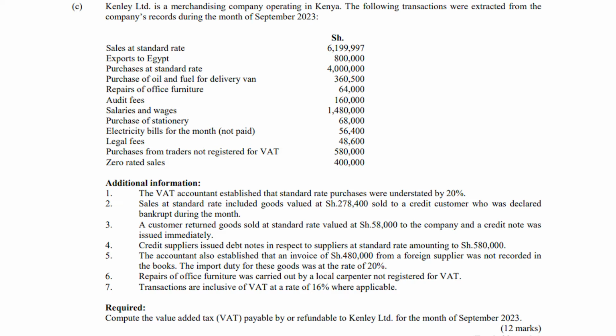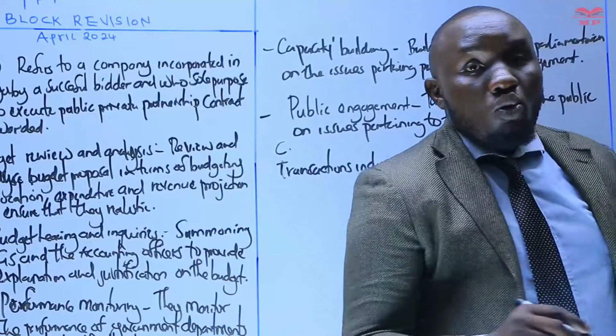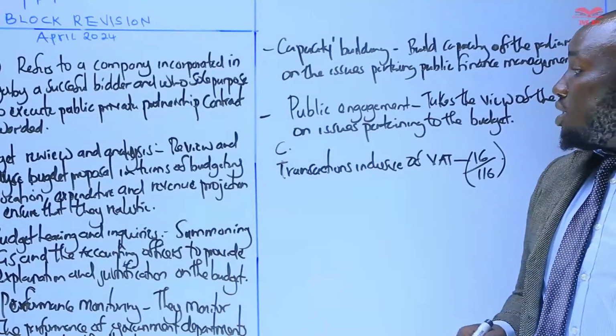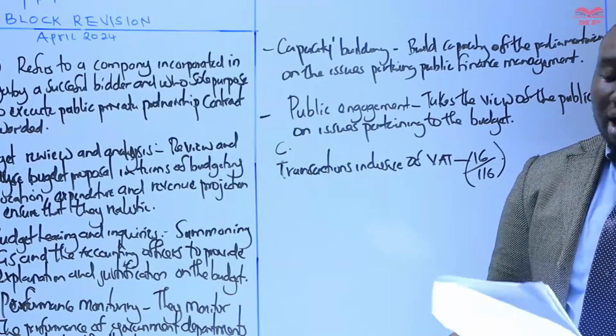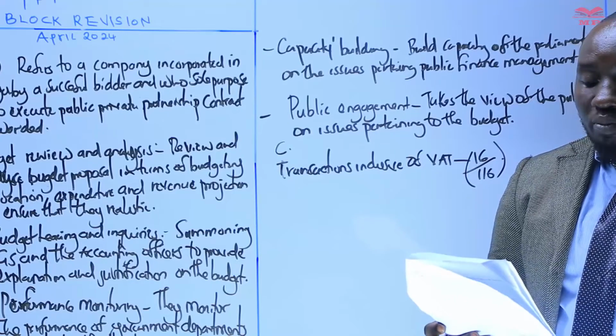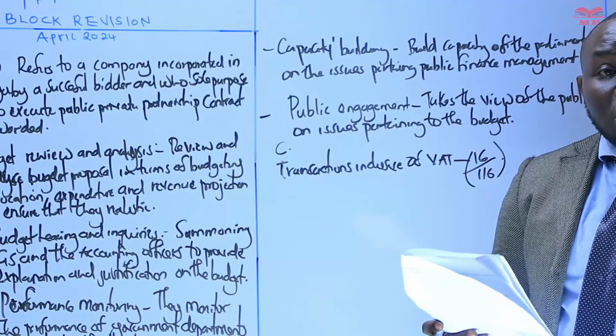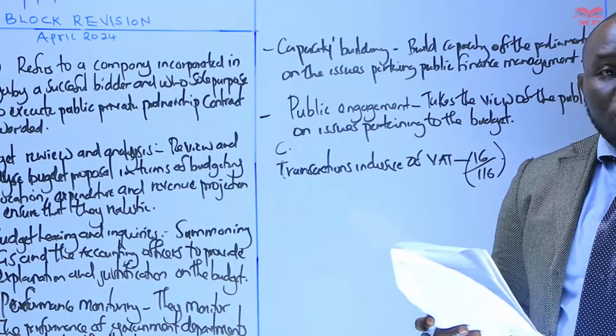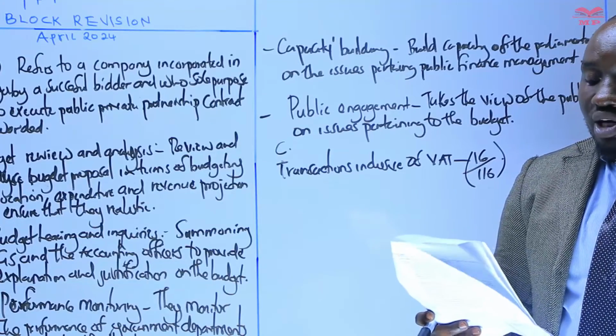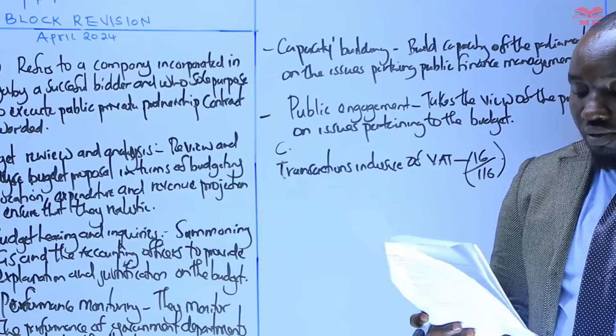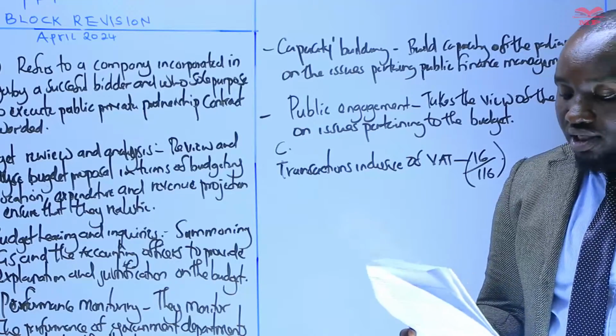Then purchases from traders not registered for VAT. If you purchase from traders who have not registered for VAT, you cannot claim VAT on those. So for purchases from traders not registered for VAT, we don't claim it on the input because they were not registered. Then zero rated sales, we do not claim, but we charge VAT at 0%.